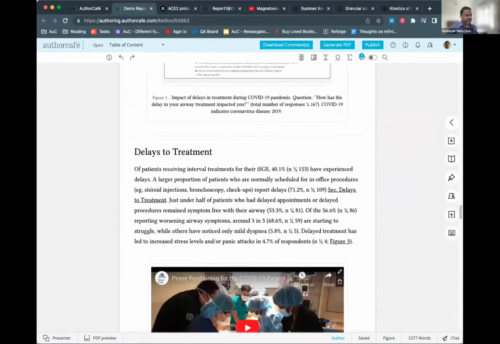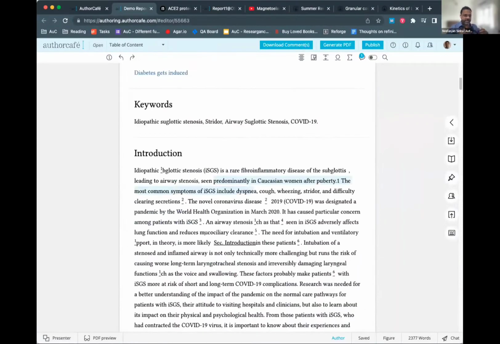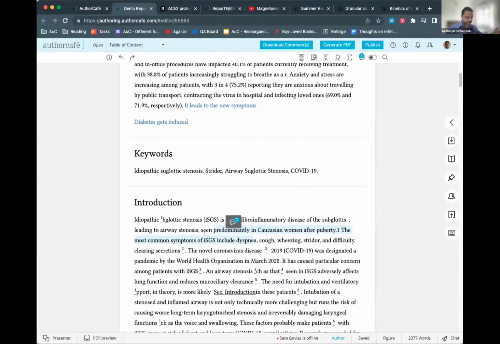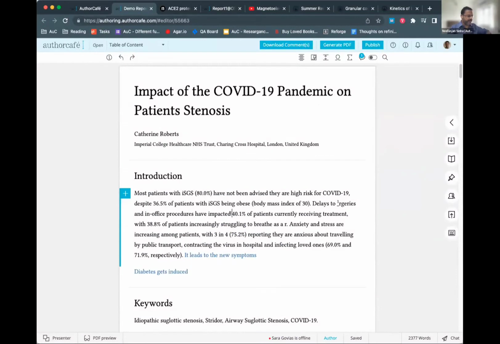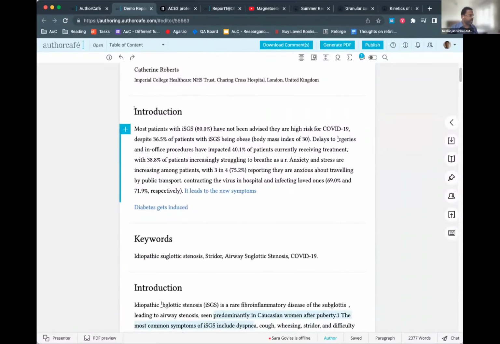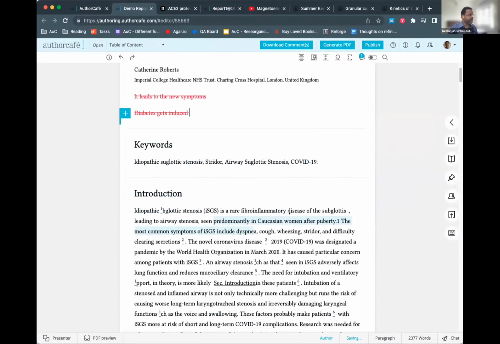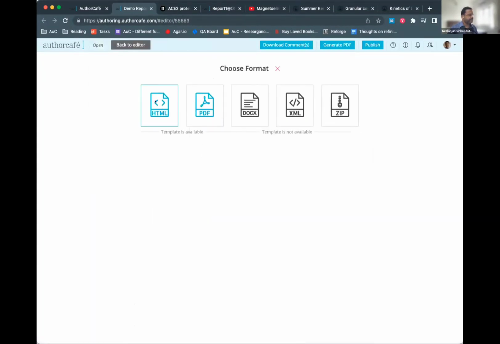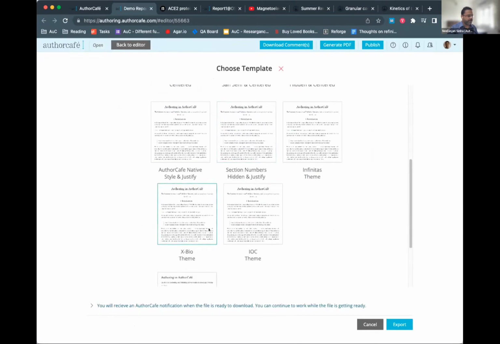I can make any changes, whatever I want. Even if I imagine a thesis being 300 page long document, and if I make changes in the first paragraph, how much of a cascading effect it will have if I have to do a manual formatting, but not with AuthorCafe. I can do whatever I want here. I can delete this whole section. And then again, I can export, and it will do all of that formatting again at the click of a button.